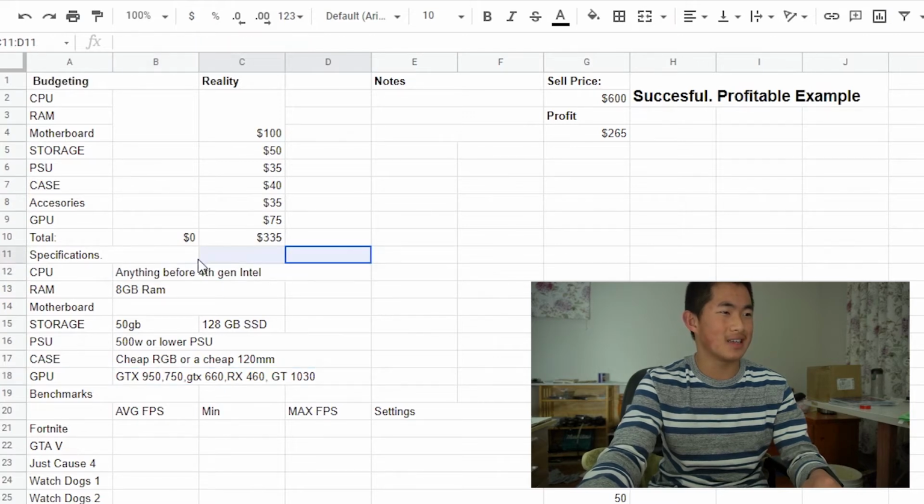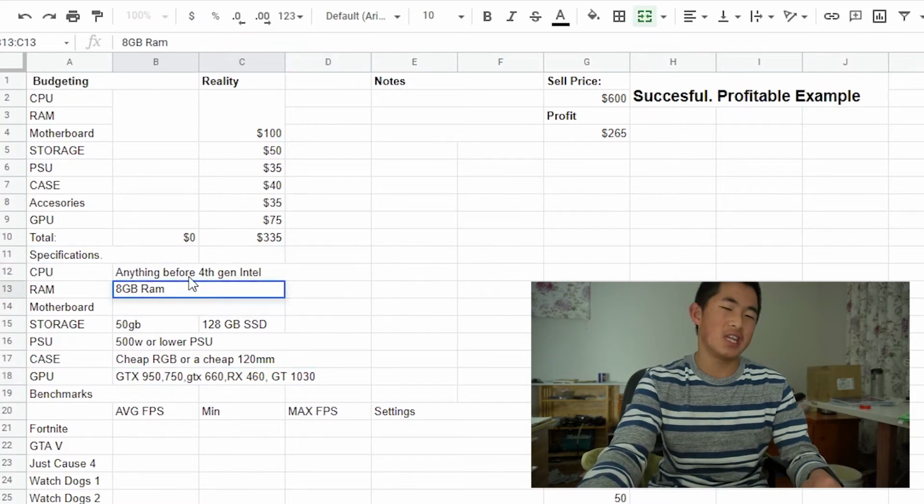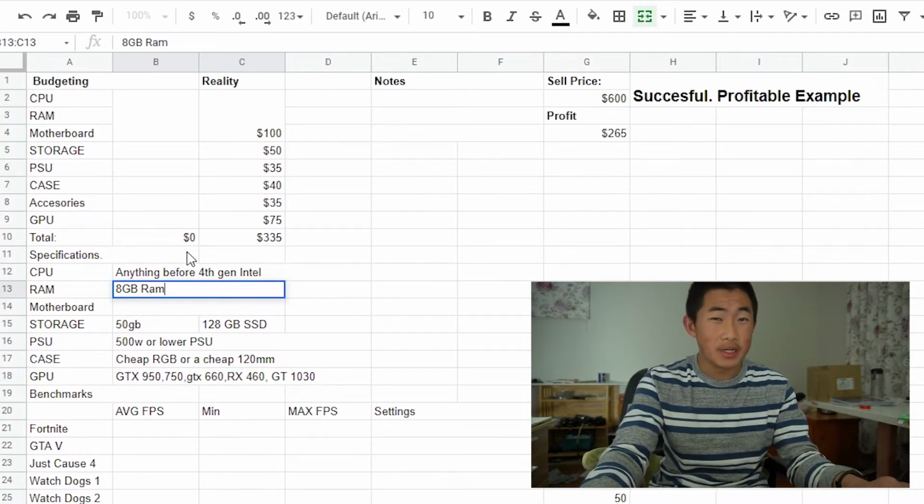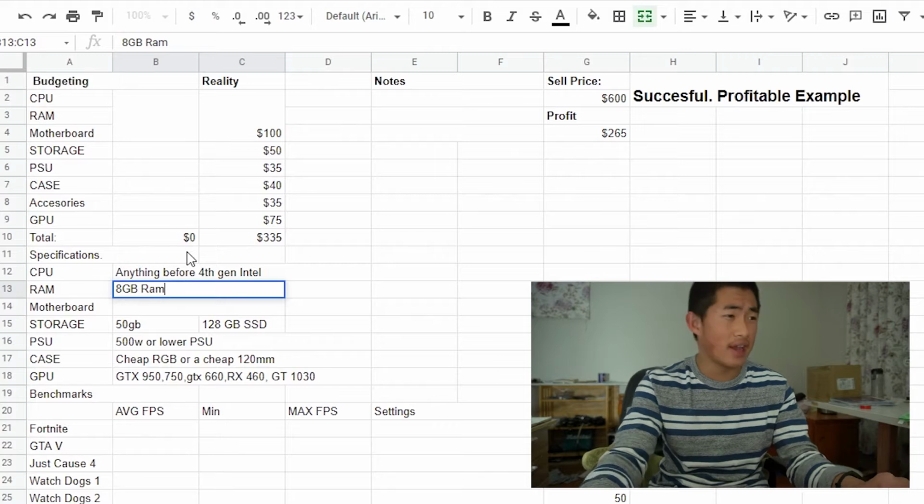As you see, it's 8 gigabytes of RAM. You're pushing it, but you can do it. It's doable. But for more demanding games like Just Cause 4, you're pushing it. GTA 5 is fine. Fortnite is fine.